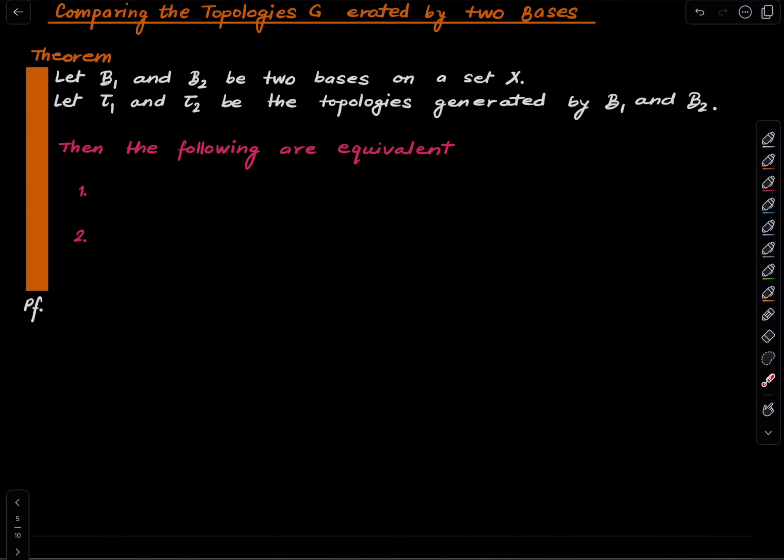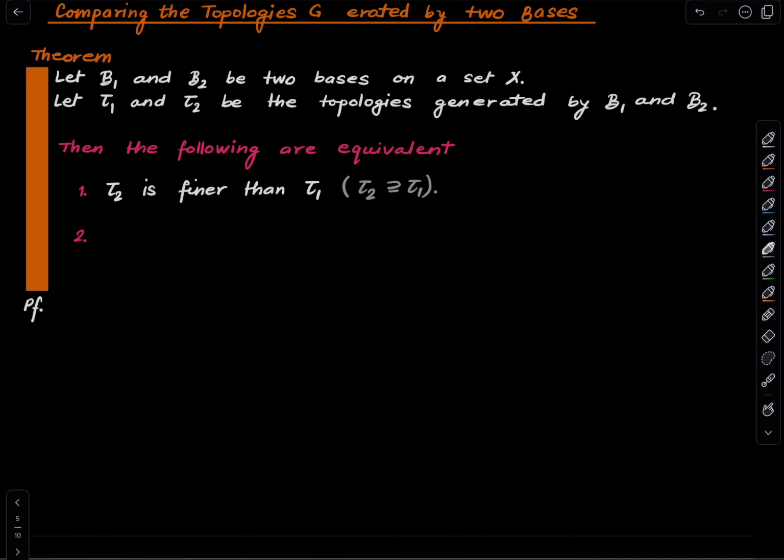Now, suppose we are given two bases, script B1 and script B2, on a set X, and tau1 and tau2 are the topologies generated by them. Then the following are equivalent. Tau2 is finer than tau1, which is a fancy way of saying that tau2 contains tau1.